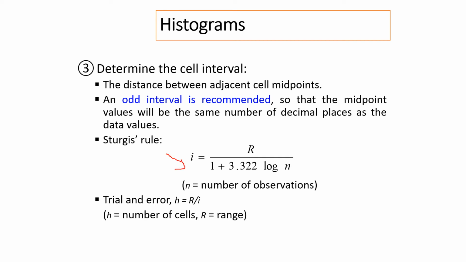I equals R divided by 1 plus 3.32 log N, where N is the number of observations. Or you can use this trial and error formula, where H is the number of cells and R is the range. So I is derived from this formula.